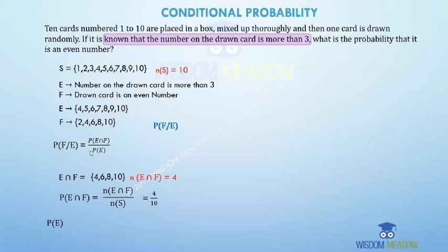Similarly, the denominator of the formula says you have to find the probability of E. So the probability of E is given by the number of favorable outcomes by the total number of outcomes. Here the favorable outcomes is 7 and the total number of outcomes is 10. That remains the same. So I get 7 over 10. Substituting back to the formula, I get 4 over 10 by 7 over 10, which is 4 by 7. This is using the formula of conditional probability.